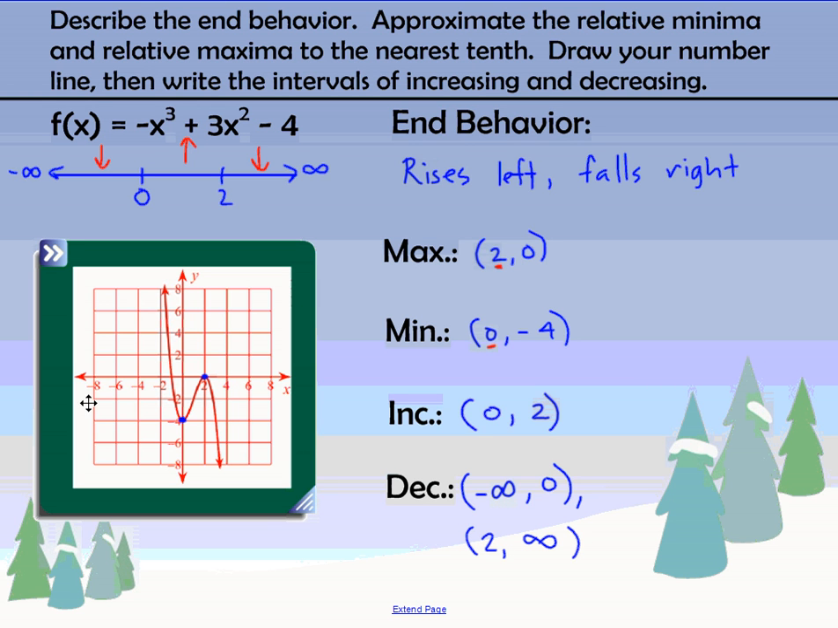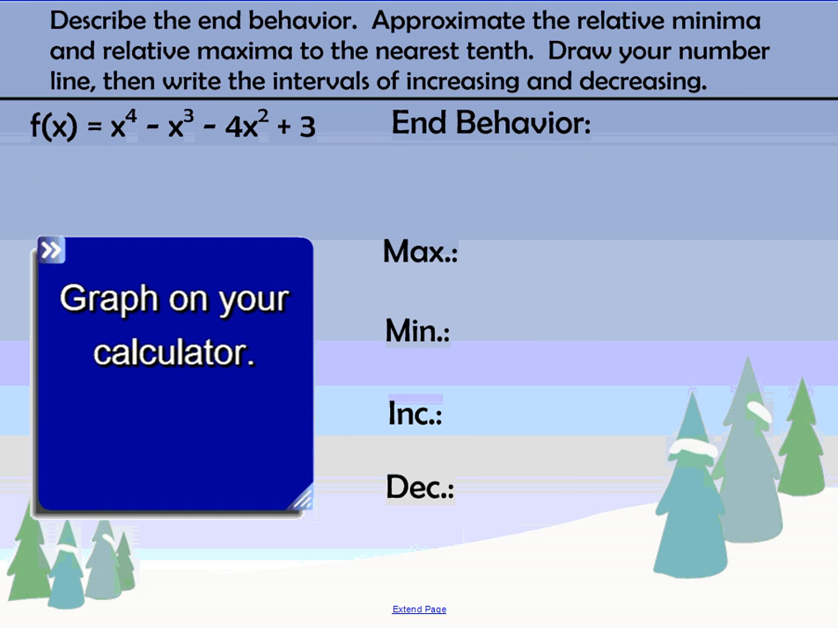And that's everything you need to do for this first problem. So now we're going to go ahead and try another one. We can start with the end behavior before we ever do anything. It's positive and it's even. So that means it rises left and it rises right. So go ahead and write that in.